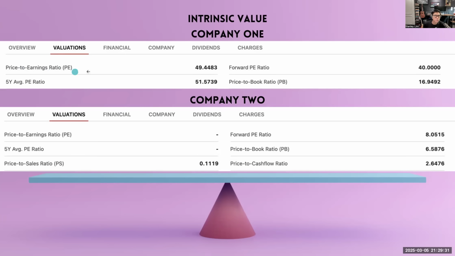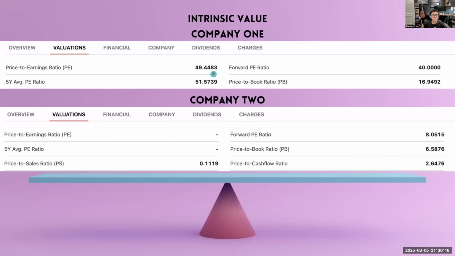So this company has a price to earnings ratio of about 49 times, very, very high. And a forward PE of 40, also high. But interestingly, its 5-year average is about 51. So over the long term, its average PE has also been high. Company number 2 actually doesn't have any PE because it doesn't have any E. It doesn't have any earnings. It could potentially have earnings in the future, and they are expecting that they could, and that will put it at a forward PE, meaning the expected PE, of around 8, which is considered a very cheap company.